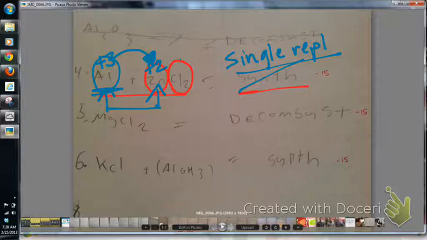On this instance, and I actually corrected this on this test, they didn't miss 15 points because they had the type correct. What they didn't have is products.